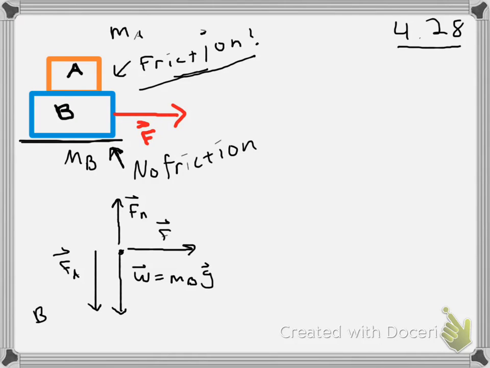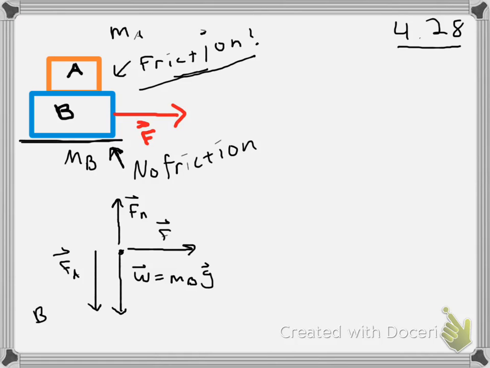Okay, this is the second part of problem 428 in Young and Friedman for Physics 1607, Auburn University, fall 2013. And we just solved this problem. We drew a free body diagram of A in the last video where there was no friction between block B and the table. But part B of this problem says to assume now that there is friction between block B.